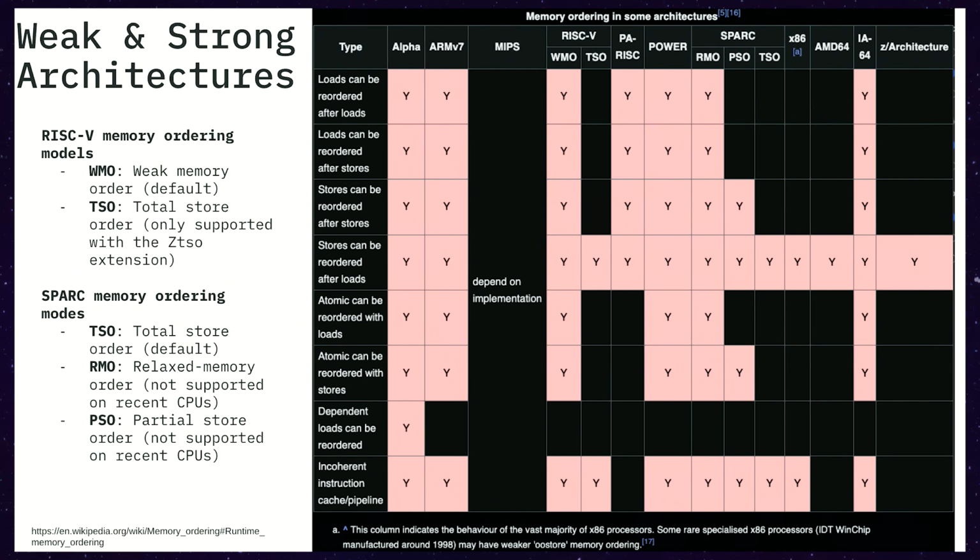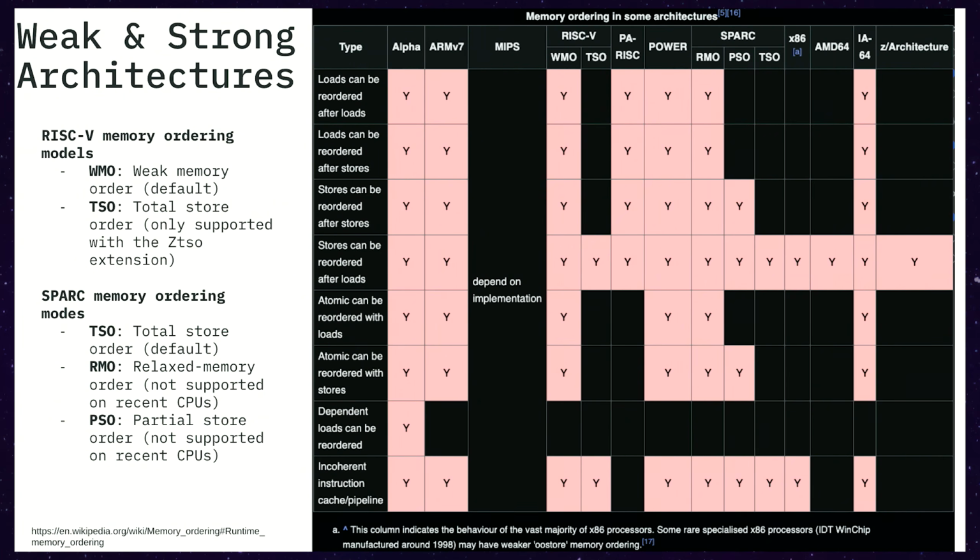And so here's a list I got from Wikipedia of some of the stronger architectures and the weaker ones. The way to figure that out is the first column shows you what type of ordering it allows. So you have loads can be ordered after stores, stores can be ordered after stores, and so on, all the way down. Your weaker architectures, technically, are all the ones with the Y next to it. They allow that type of reordering to happen.